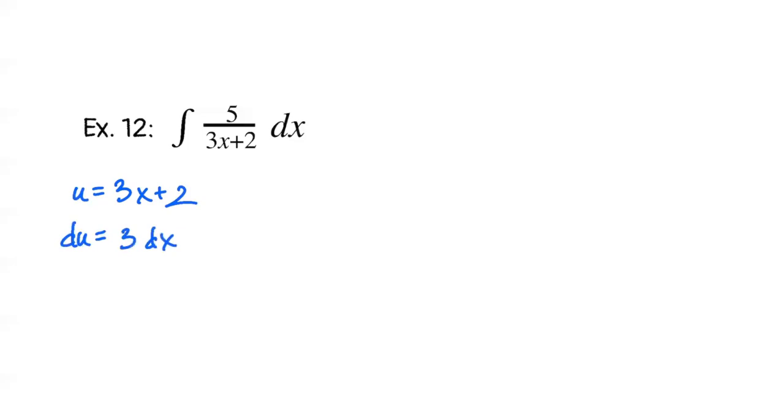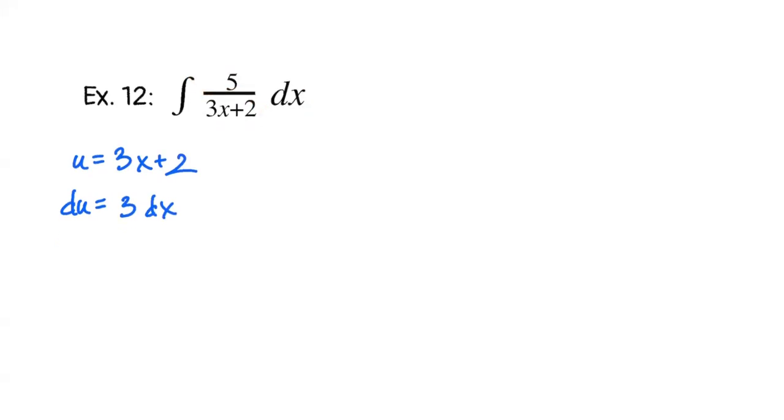Now I am trying to make 5 dx, but we don't have to worry too much about that, and I'll tell you why. Let's just go ahead and divide both sides by 3. And now let's make our substitution, okay? So in other words, I am matching just the dx with the du over 3.